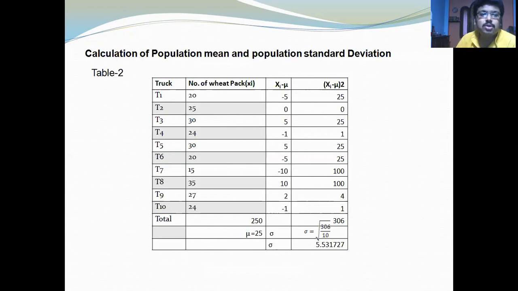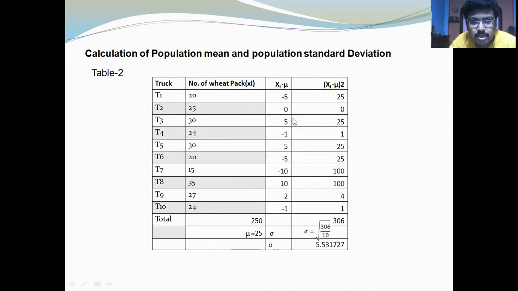Now look, how can we calculate the mean? Here you can find the wheat packets 20, 25, 23, 24, and in this way there are 10 rows. We add all these rows and divide by 10, and we get the mean, the average wheat packets per truck. So this is 25.